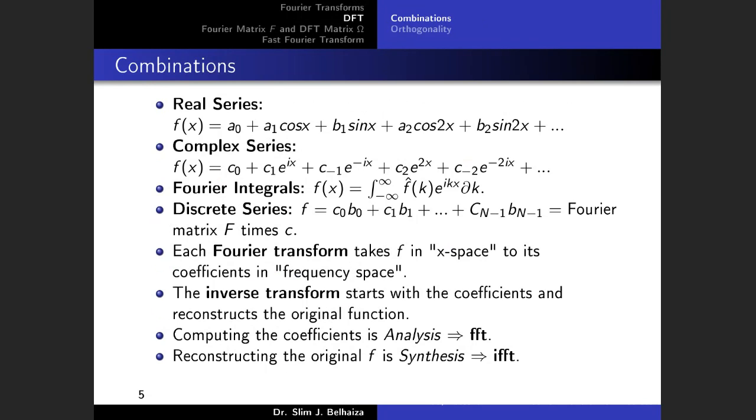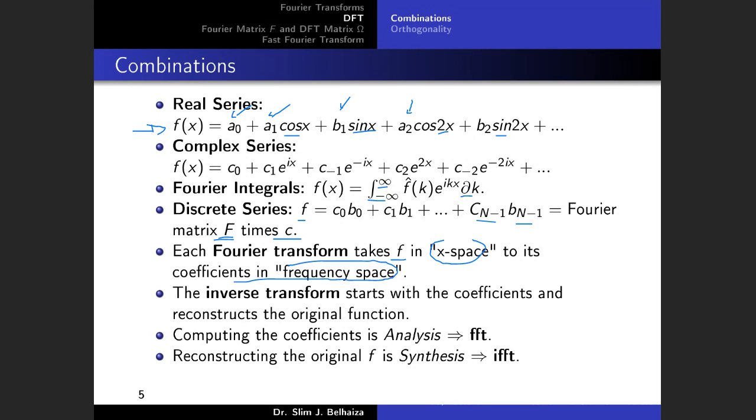Let's see some combinations. For the real series, f of x can be written using cosines and sines of nx, and we have to find these coefficients. For complex series, we can write f of x as c0 plus c1 e to the ix plus c minus 1 e to the power minus ix. For Fourier integrals, we write f of x as the integral from negative infinity to plus infinity of f hat of k e to the power ikx, integrated with respect to k. And for discrete series, f is written as c0 b0 plus c1 b1 up to cn minus 1 bn minus 1. In fact, it's just the product of the Fourier matrix F times the vector c. Each Fourier transform takes f in x space to its coefficients in Fourier space.